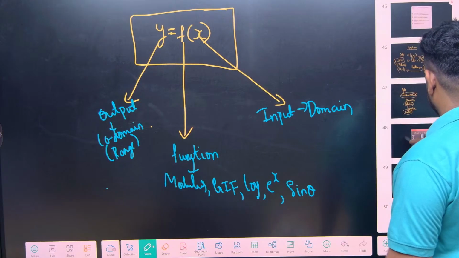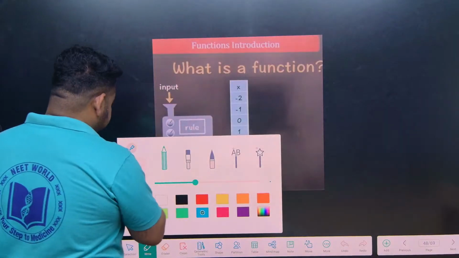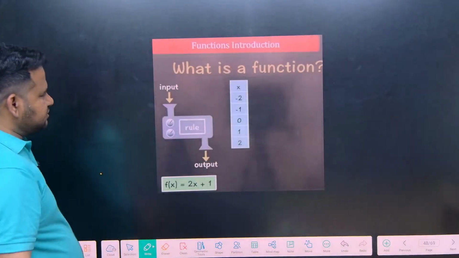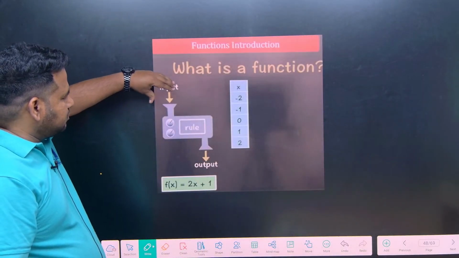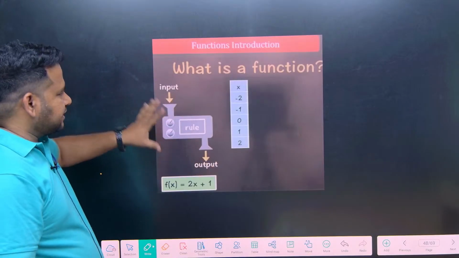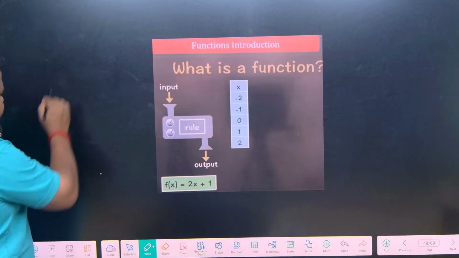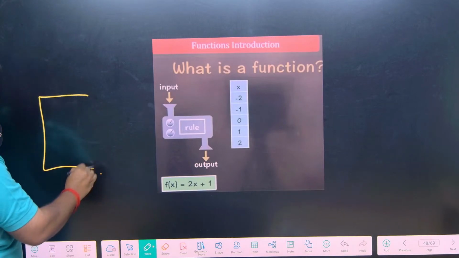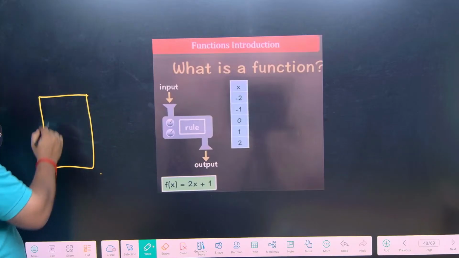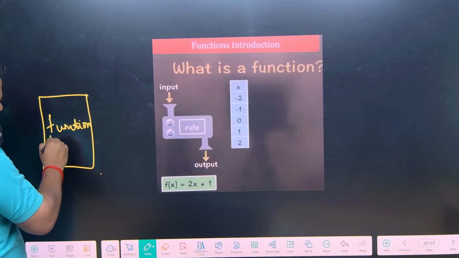Now let us come back to this figure. What is a function? Observe this: whatever we give as the input, based on that we will get the output. For example, we can say this function is a machine. We call the function a machine.